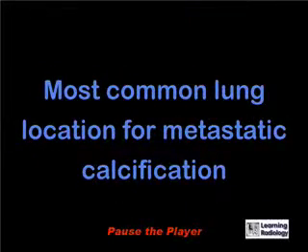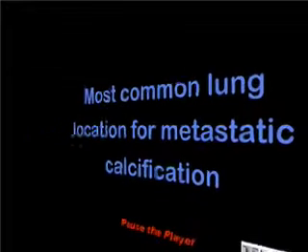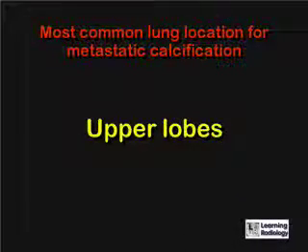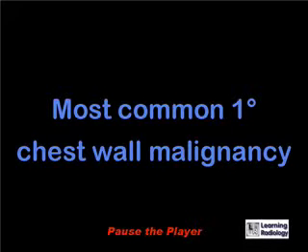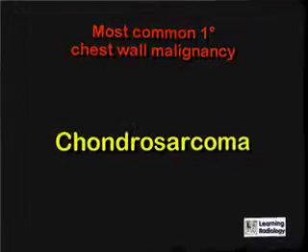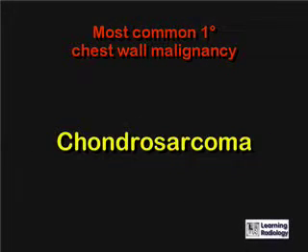What is the most common lung location for metastatic calcification in renal disease? The upper lobes. What is the most common primary chest wall malignancy? A chondrosarcoma.